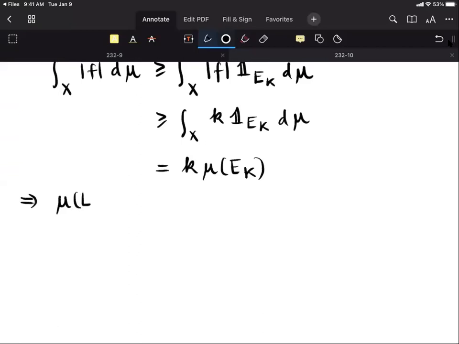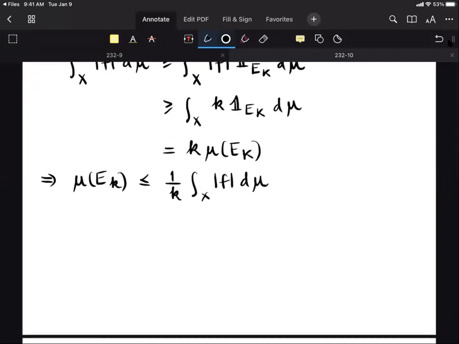Therefore, for each k, we have this. And by Lebesgue integrability, this is finite for all k.